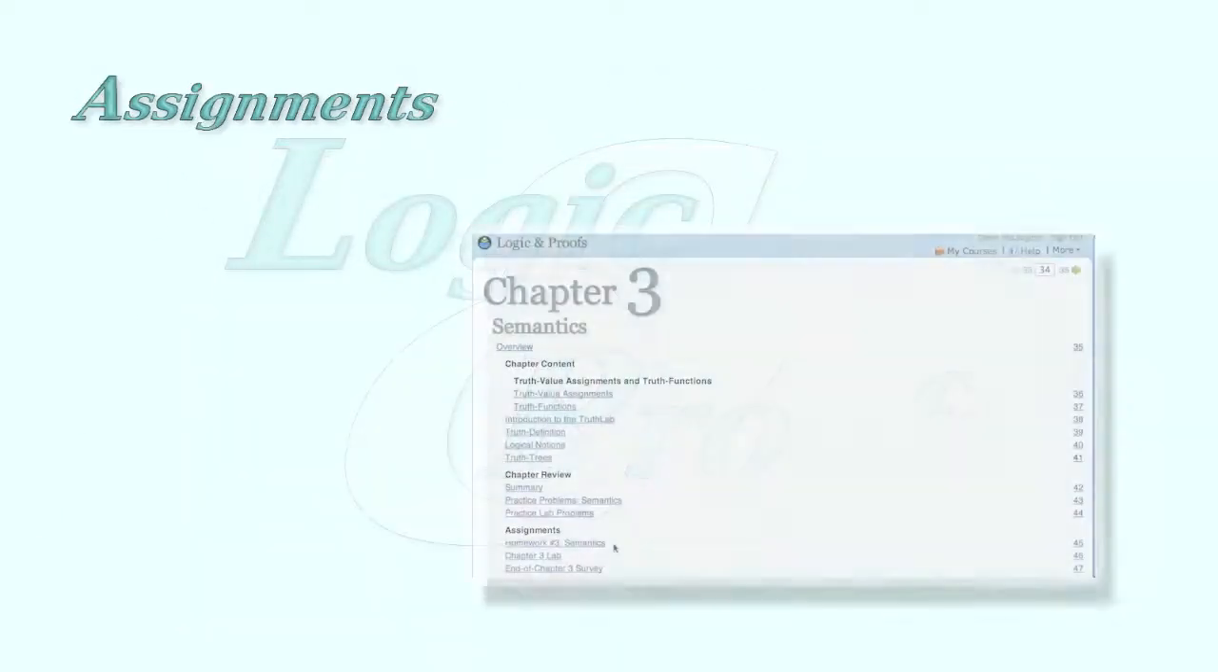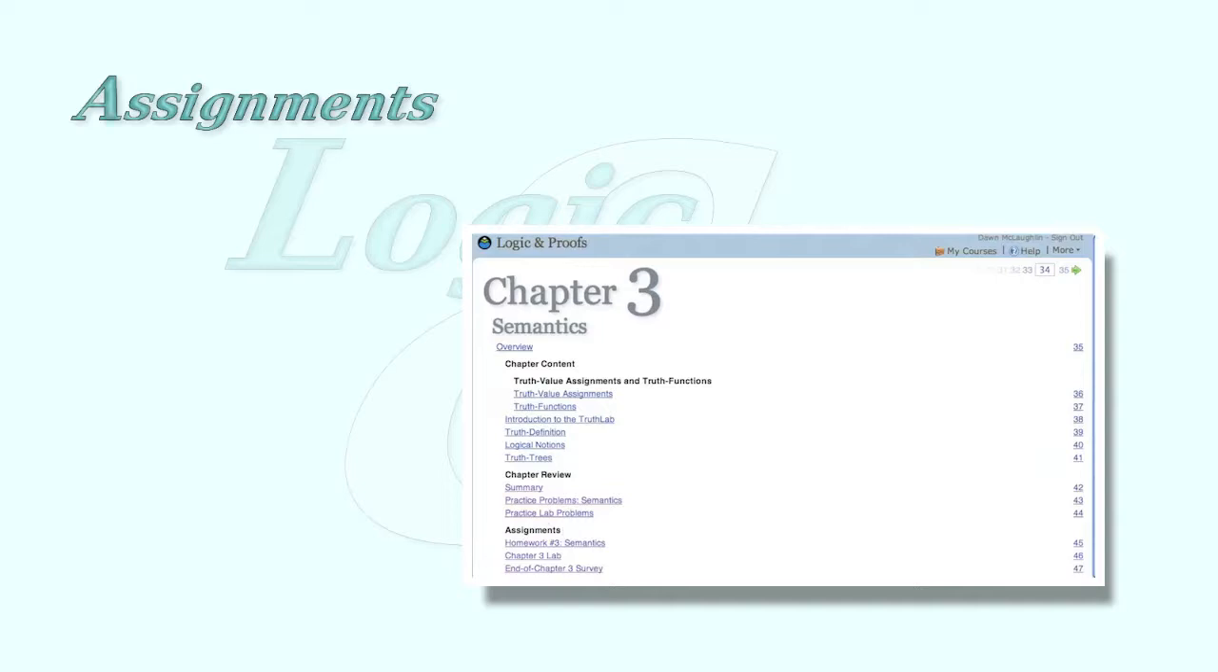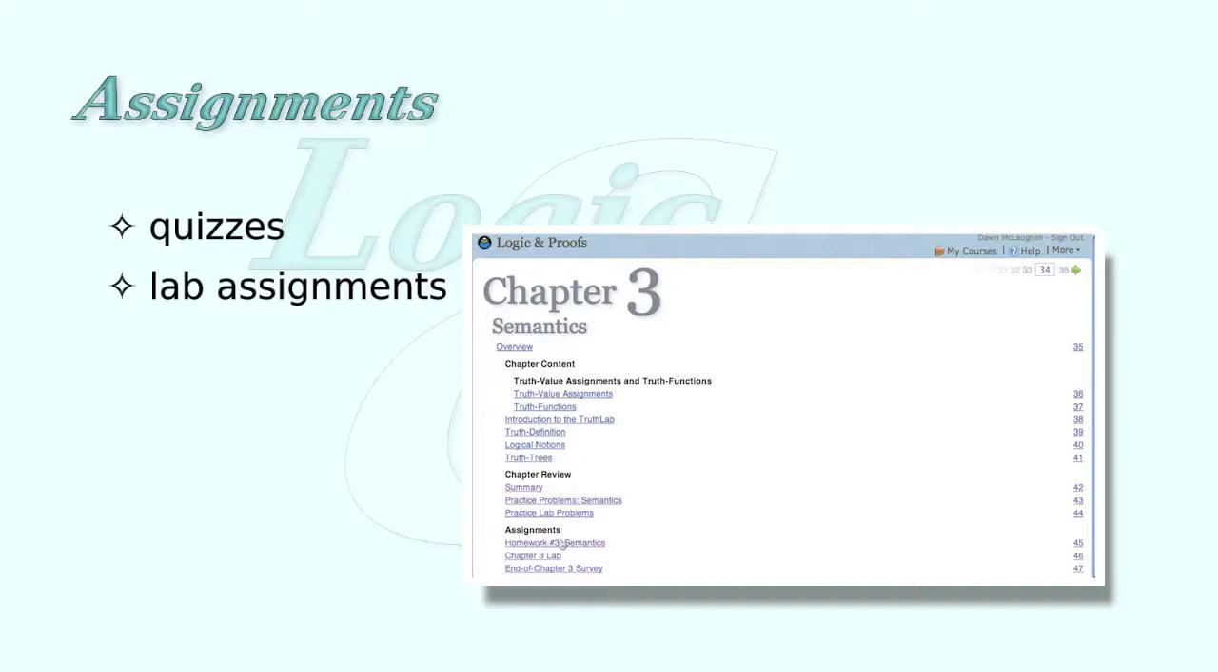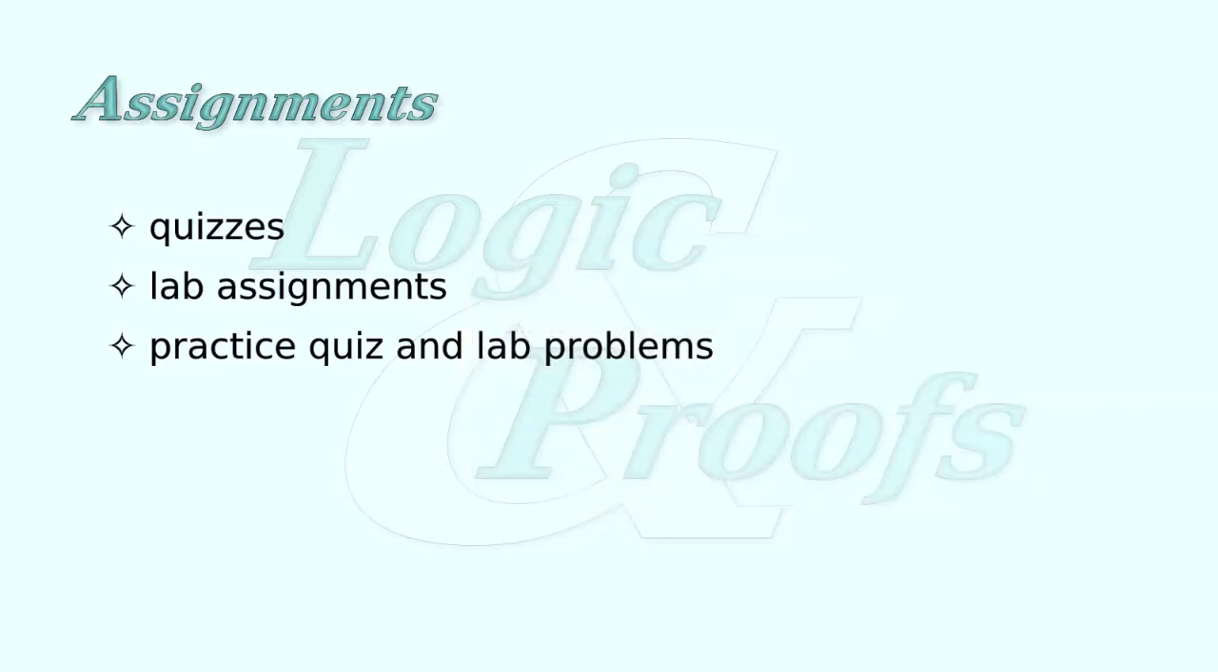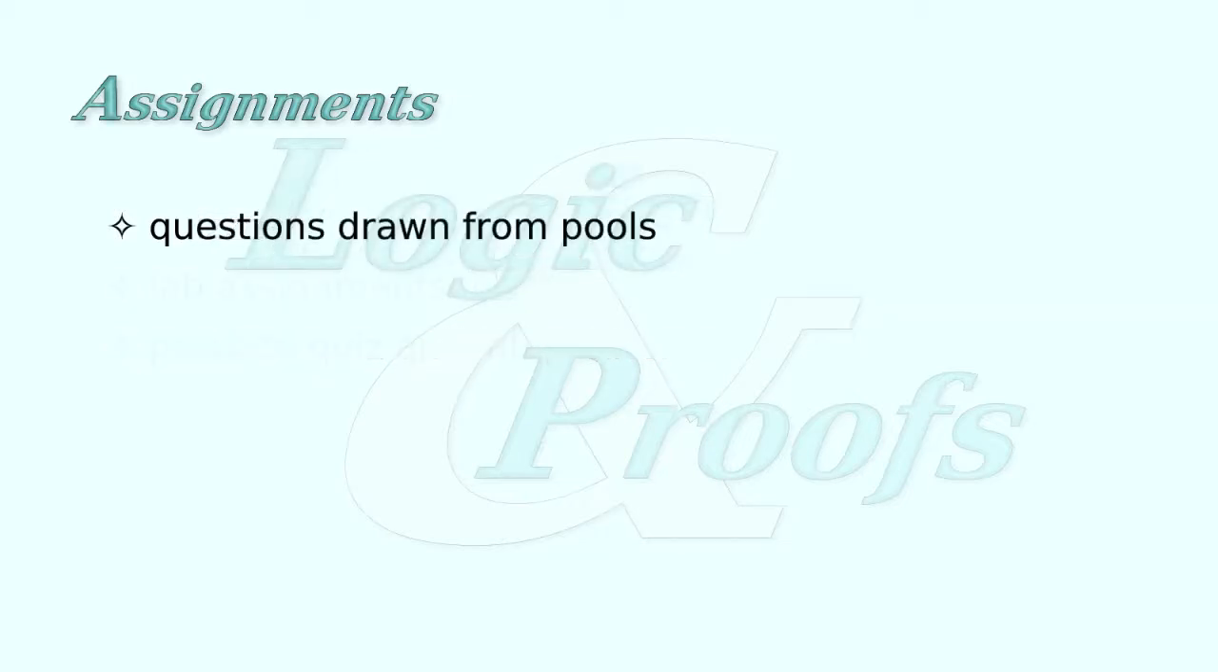Each of the 12 core chapters in the material includes online assignments. For each chapter, there's a homework quiz. For chapters 3 and following, there's a lab assignment in addition to the quiz. Both quizzes and lab problems are automatically graded, usually requiring no attention from instructors. Additionally, each quiz or lab assignment is paired with a practice quiz or set of lab problems, so that students have ample opportunity to prepare themselves for the assignments.